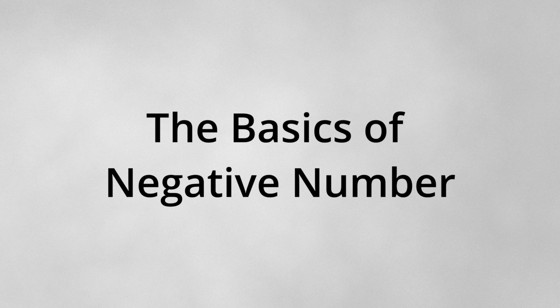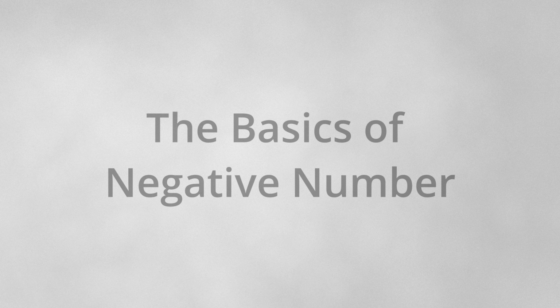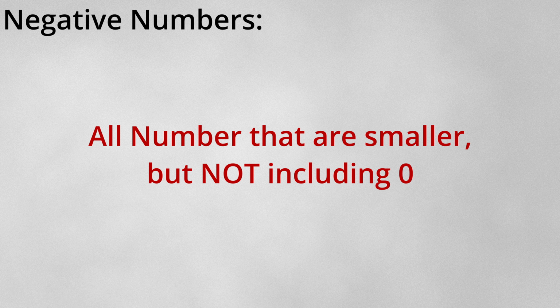The basics of negative numbers. Negative numbers are all numbers that are smaller, but not including 0. Let's start with adding and subtracting. When you add and subtract, there's a rule.